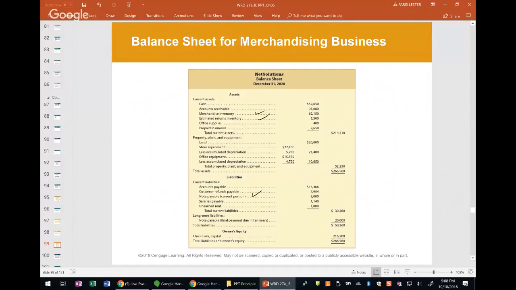You have merchandise inventory, it's an asset. Estimated return inventory, estimated return would be an asset. All right, you will get it. That's an account I don't like, but we'll live with it. And then down here is customer refunds payable. If you owe refunds, it's a liability. So the balance sheet doesn't change much. The equity statement, not at all, but you've got that income statement that is totally different.